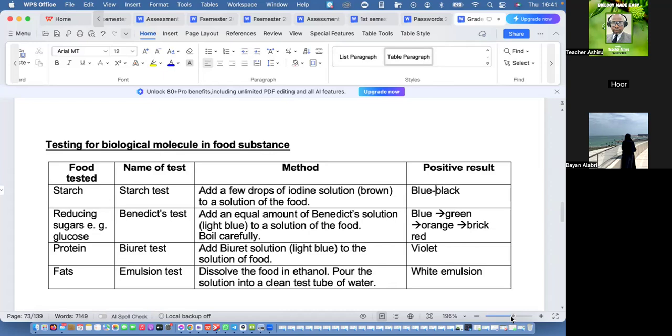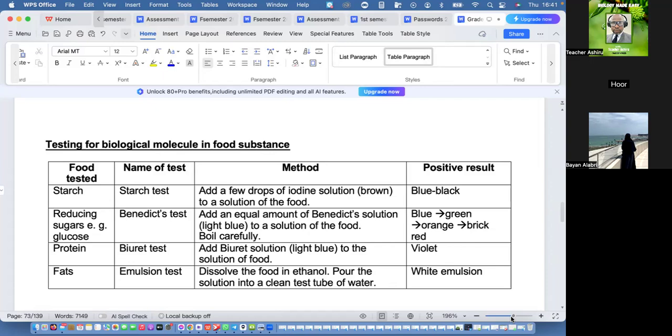Now, if the color changes to green, it means that the glucose in the food is very small, very minute, not much. If it changes to orange, it means the presence of glucose in the food is medium, like average, which means it's more than the green. So the orange is more than the green, so it's medium. But when it changes to brick red, it means that there is a lot of glucose in the food that we're testing.